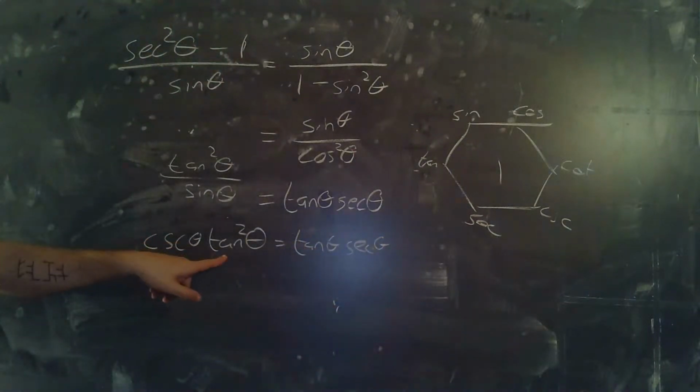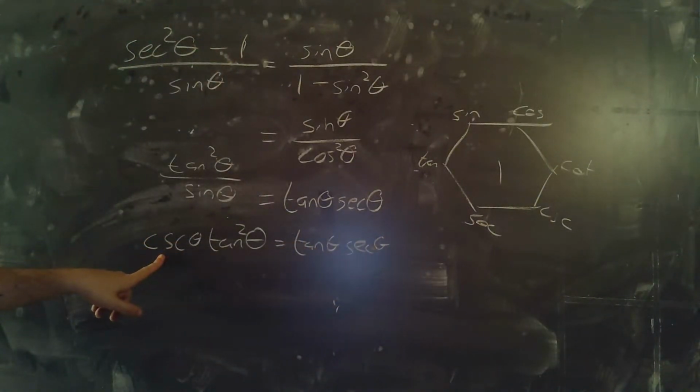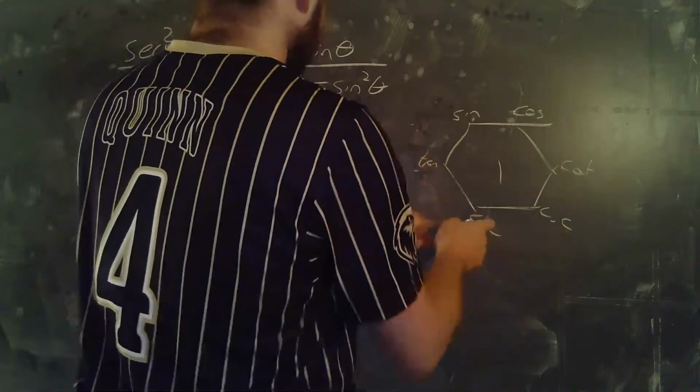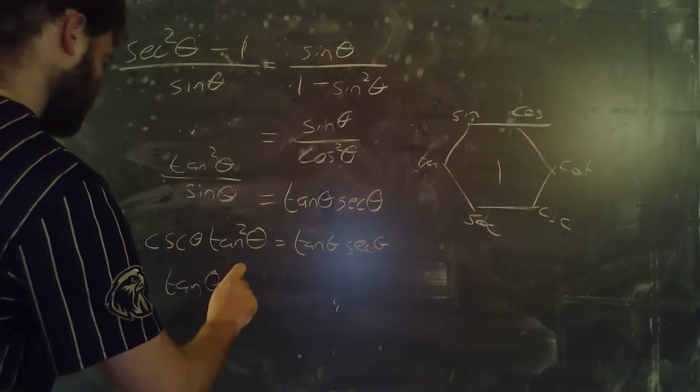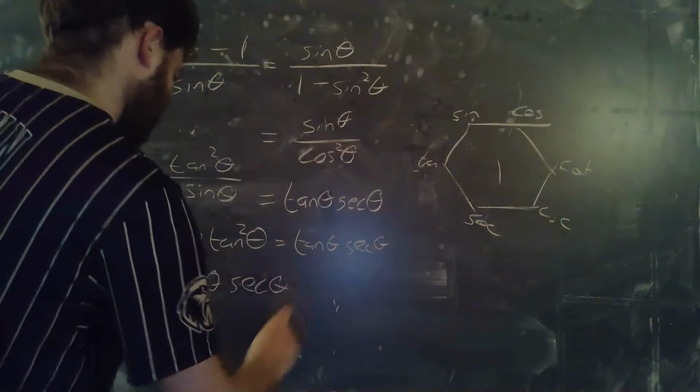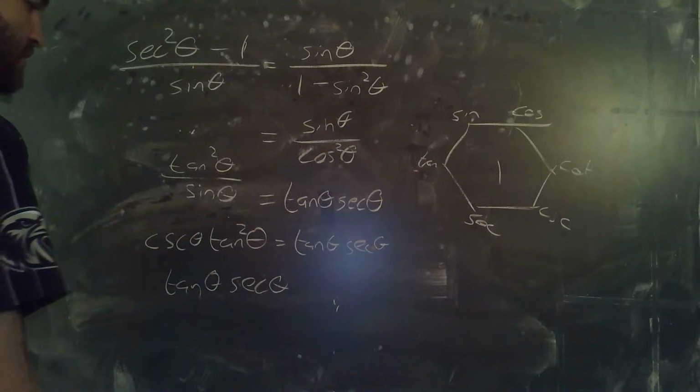But notice that one of these tangents and one of these cosecants can multiply each other on our hexagon. Tangent times cosecant is just secant. So I'll leave us with one tangent that we didn't touch, and then a secant, which is the product of the cosecant here and one of the tangents.